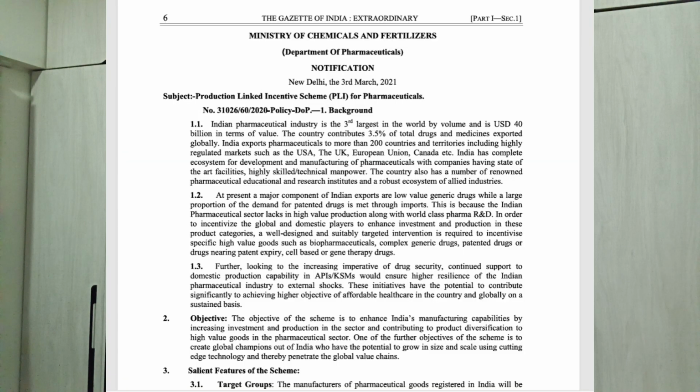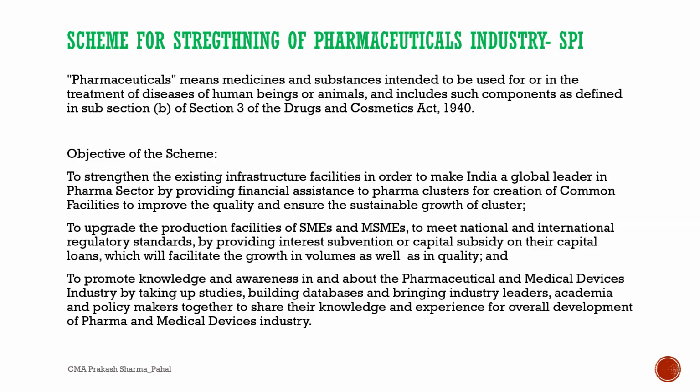Notification of the production linked incentive scheme for pharmaceuticals was issued on 3rd March 2021. Along with this PLI scheme came another scheme for the pharma industry, the scheme for strengthening of pharmaceutical industry, SPI. Pharmaceuticals means medicines and substances intended to be used for or in the treatment of diseases of human beings or animals, and includes such components as defined in subsection B of section 3 of the Drugs and Cosmetics Act 1940.